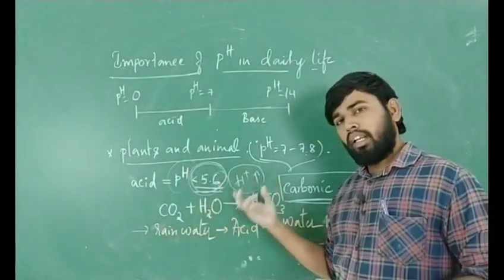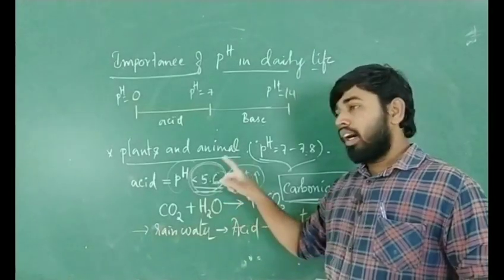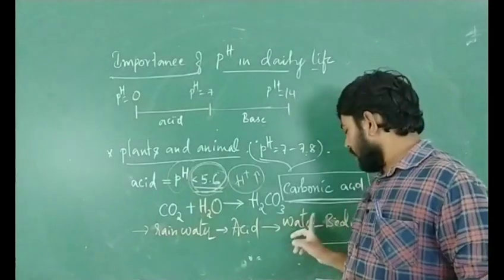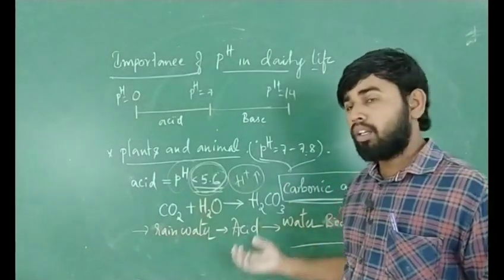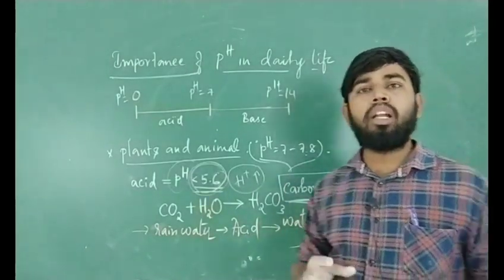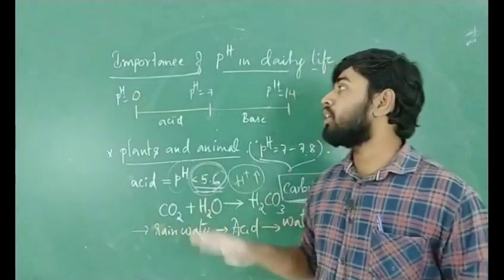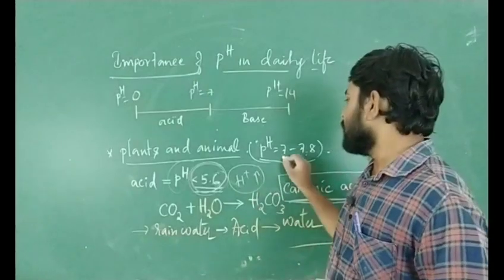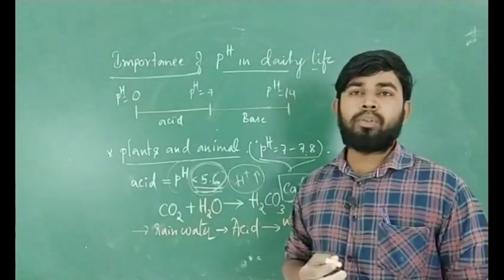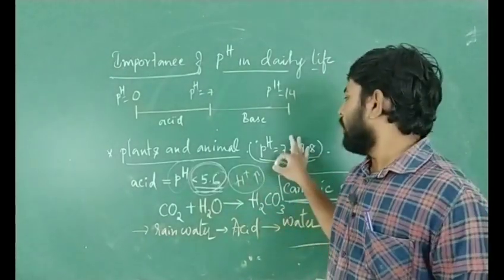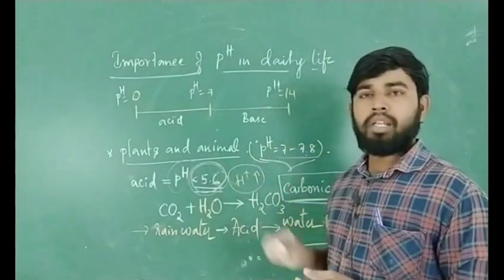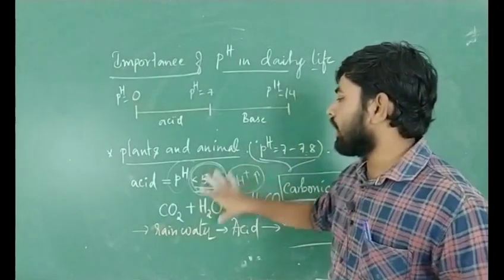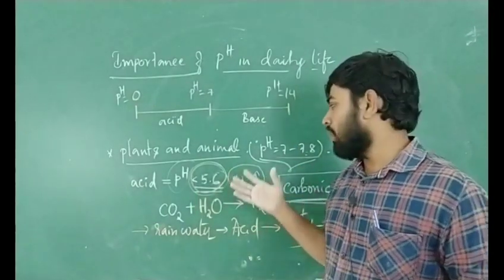Slowly that acid rain, I mean rainwater, is going to reach the water bodies, and that water, like pond and river water, is going to become more and more acidic in nature. Then pH is going to decrease. As we know, plants and animals can survive with a pH of 7 to 7.8, which is on a mild basis. This is a condition where animals and plants can survive. In this condition, they are not able to survive.